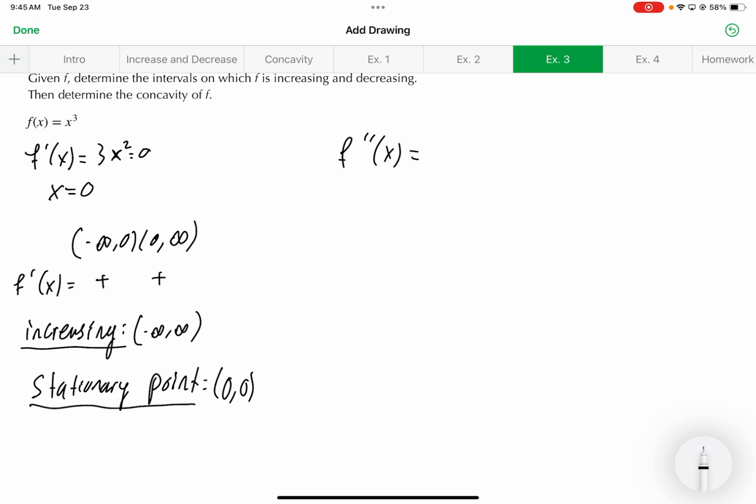Now let's do our second derivative, which is just going to be 6x, right? Derivative of 3x squared gives me 6x. I set that equal to 0. Again, I get that x equals 0. So I use that to set up my intervals: negative infinity to 0, and then from 0 to infinity.